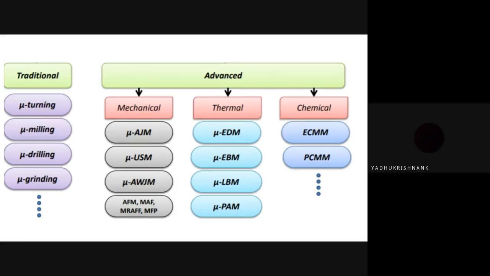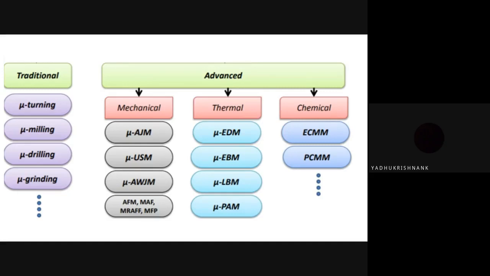And in chemical machining or electrochemical machining, the main source of material removal is the chemical change or chemical reactions. So using chemical reactions, material is being removed, and the main examples include the ECMM, PCMM, etc. So these are regarding the main types of micro machining.